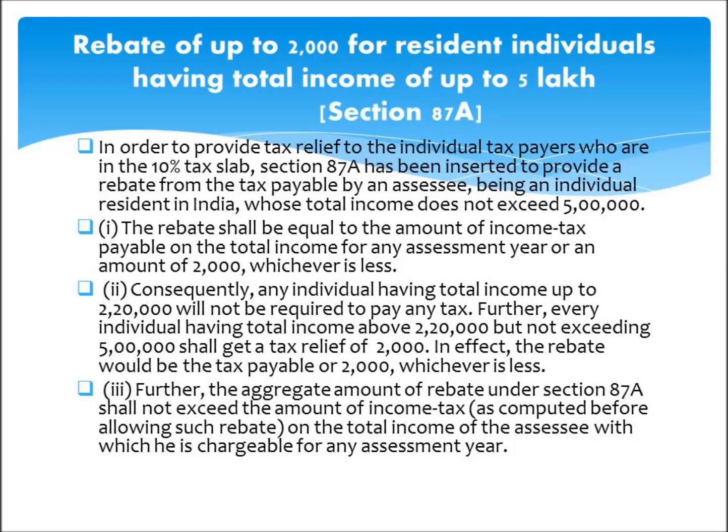Consequently, any individual having total income up to 2,20,000 will not be required to pay any tax. Further, individuals having total income above 2,20,000 but not exceeding 5 lakh shall get a tax relief of 2,000. In effect, the rebate would be the tax payable or 2,000, whichever is less. Further, the aggregate amount of rebate under Section 87A shall not exceed the amount of income tax on the total income of the assessee which is chargeable for any assessment year.